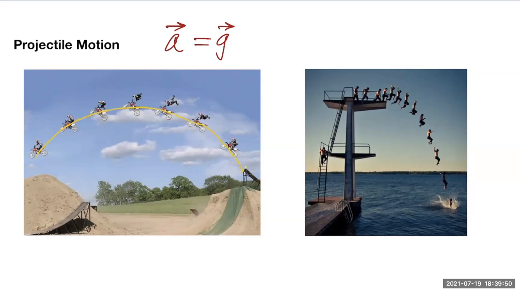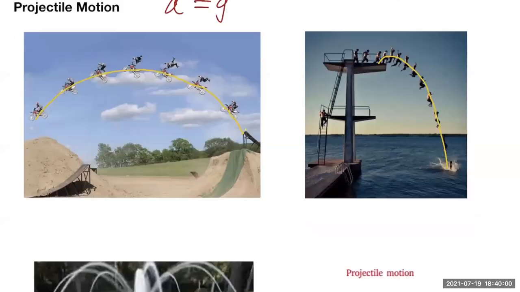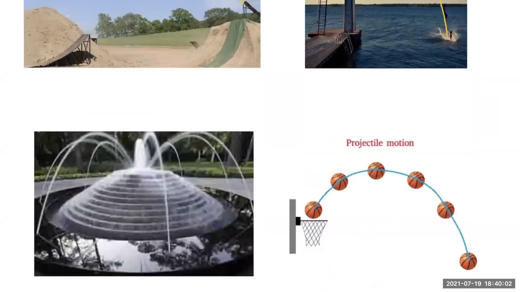And the same thing happens for this diver. When the diver is airborne, you look at the trajectory of the diver. That is pretty much, again, a projectile. And even this water fountain, if you look at a drop of water airborne, it pretty much follows a projectile motion. So the entire water jet maps out a projectile like this. This is pretty close to projectile motion, and so on. Of course, this basketball, same story. Okay, so there are many, many examples of good approximations to projectile motion in the real world.